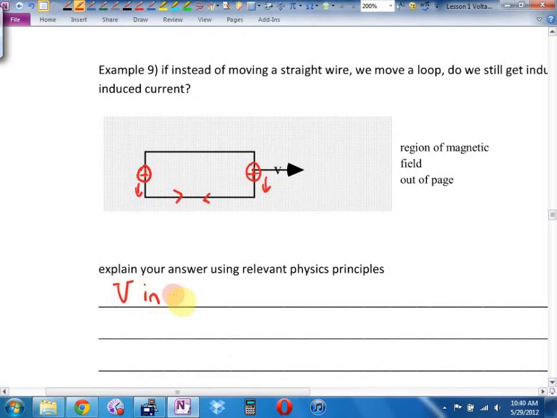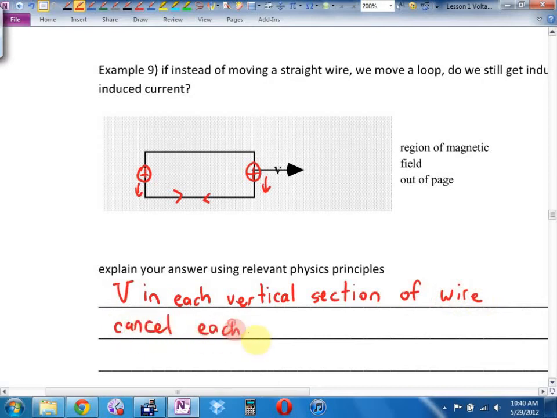The voltages in each vertical section of wire cancel each other.